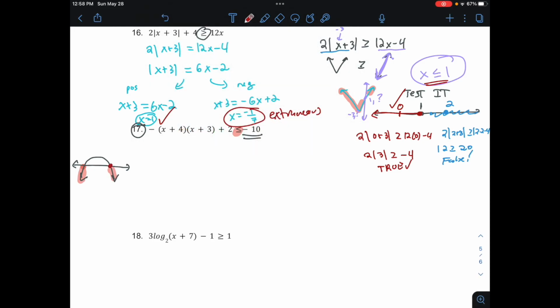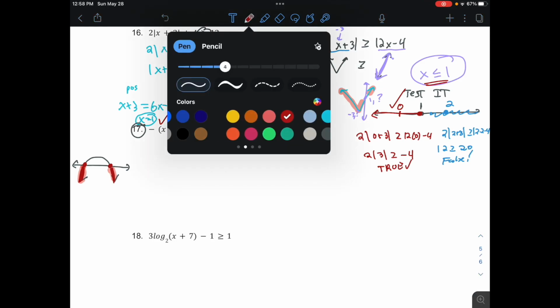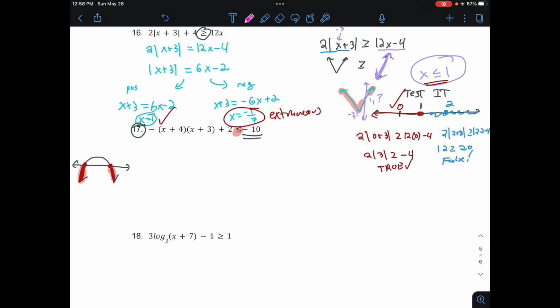So if I treat this as an equal sign and find these 2 points, I can say it's less than or equal to this side, greater than or equal to this side, and we're happy. So let's go for it. We are going to solve this equation. Pretend it's an equal sign.